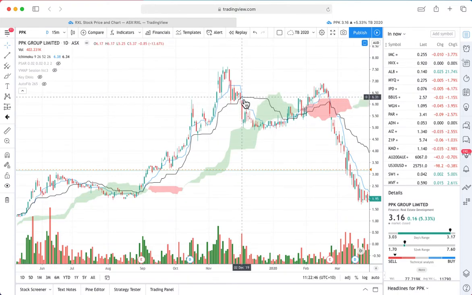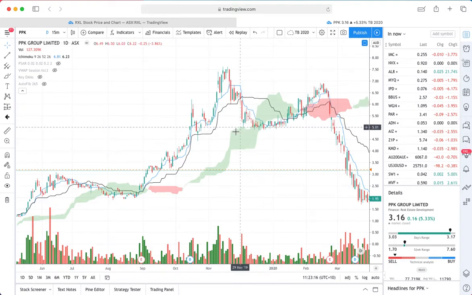So we can see here on the 2nd of December 2019, before that PPK dropped a fair bit, and the price dropped below this blue line here. Now, when it drops below that blue line, you want to be a bit skeptical if you've been in the trade since it crossed over last, and perhaps think about taking profit. And if it crosses below, that would be my signal to get out.